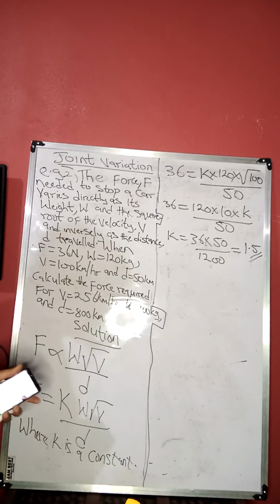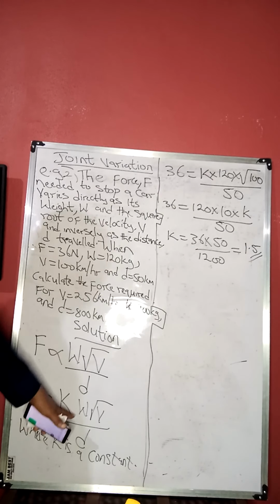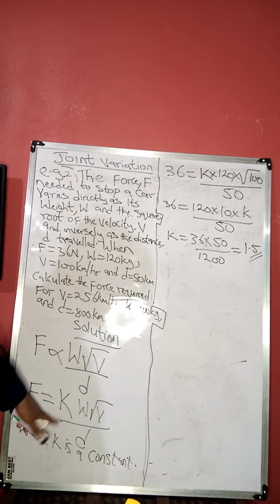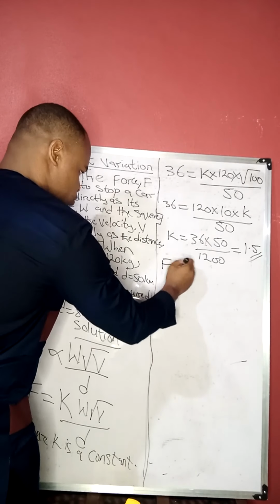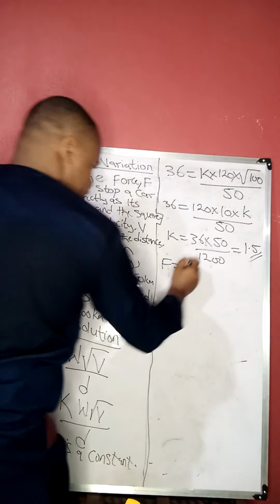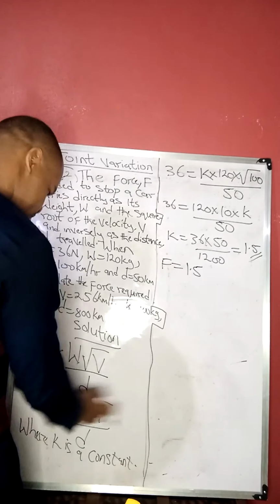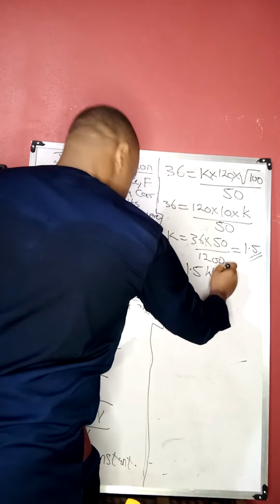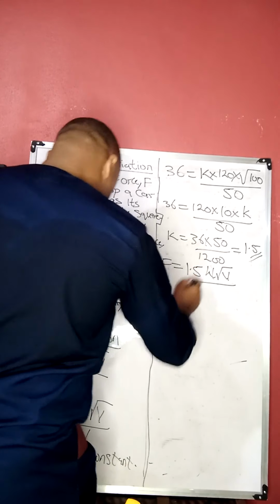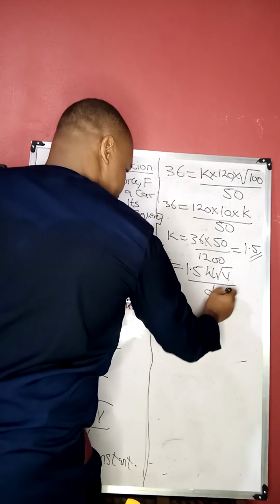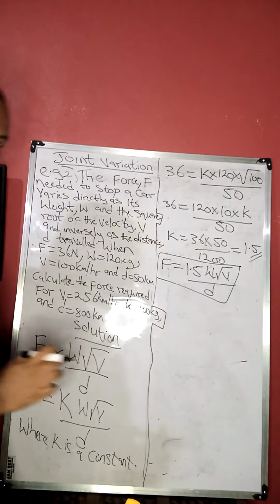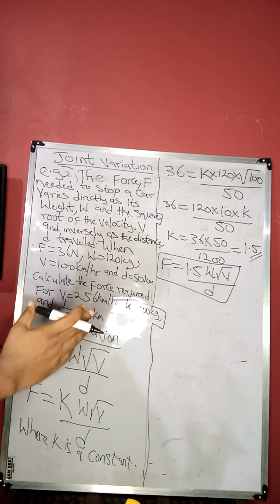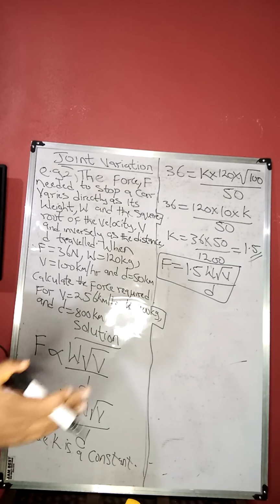Now if the question asks you for the relationship, you come back to this equation and put your value of K. So let's assume they asked us for the relationship. So I'll be having F equal to 1.5, then I write all this, W root V all over D. Now this is the relationship. You can see that it's only the value of K that we'll put there because it's a constant. All other variables there can be changed.